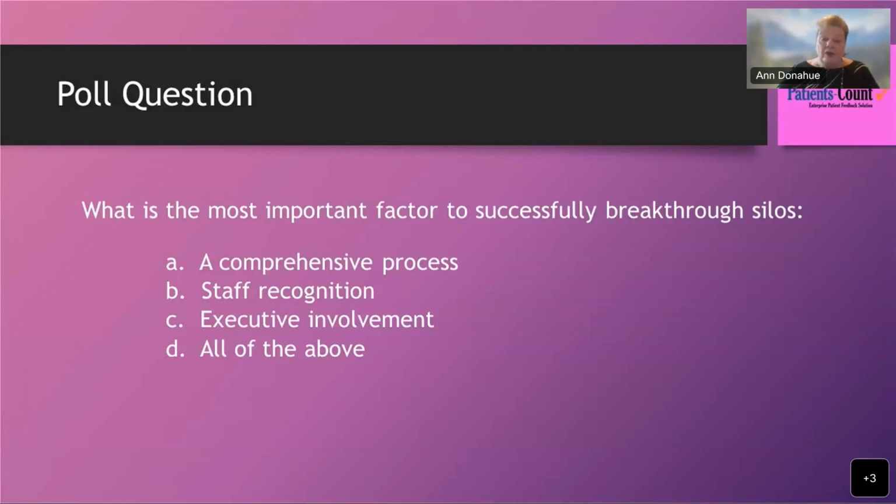At the end of the year, at each of our properties, we also recognize the employee who has had the most personal comments made about them, positive comments made about them from our guests. And that's a big thing too. I mean, people wear that with pride.